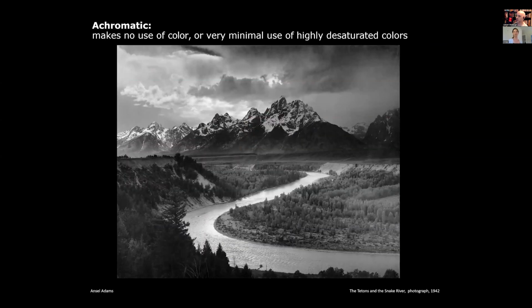You can also go for no color at all. So this is where we get achromatic. This is a black and white photograph by Ansel Adams. So achromatic means makes no use of color or very minimal or very desaturated colors. This one has no color at all. It's a black and white photograph.